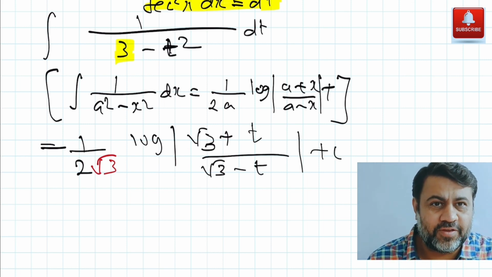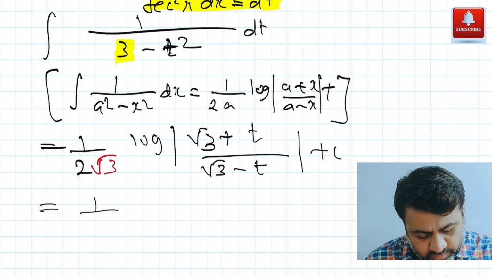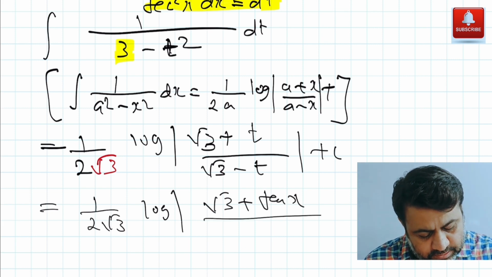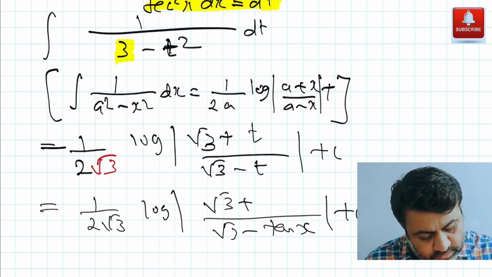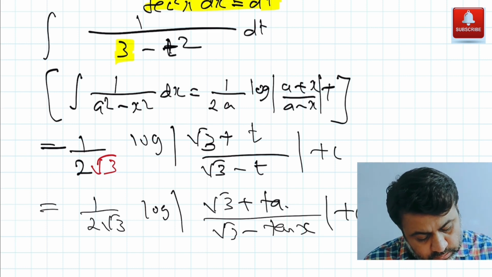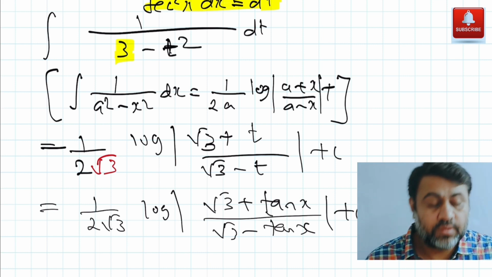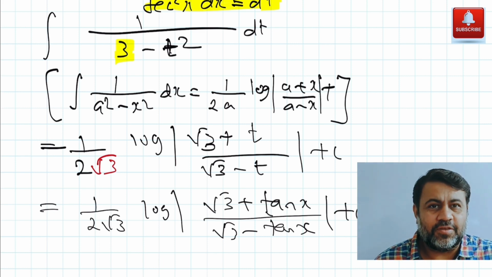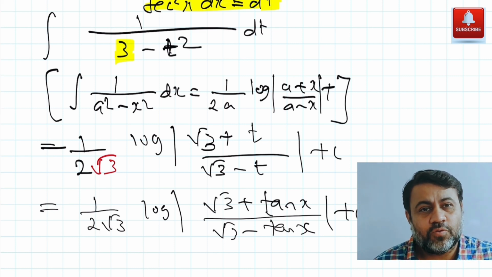What is the value of t here? Value of t is tan x, right? So we get 1 by 2 root 3 log mod root 3 plus tan x upon root 3 minus tan x plus c. So that's it. This is tan x. Okay. So we get root 3 plus tan x upon root 3 minus tan x. The questions are easy. Only thing is you have to learn how to begin this type of question.